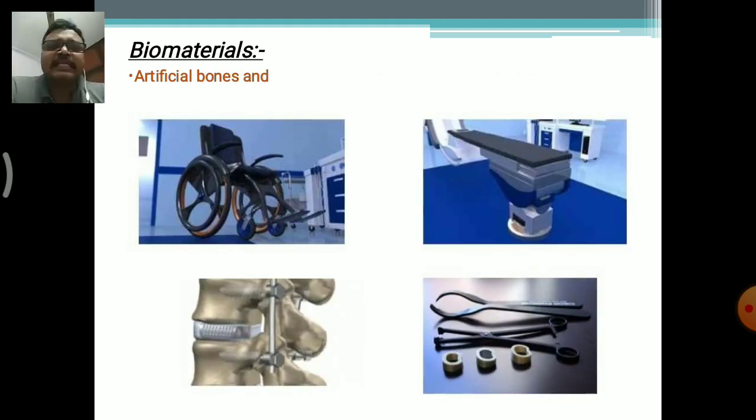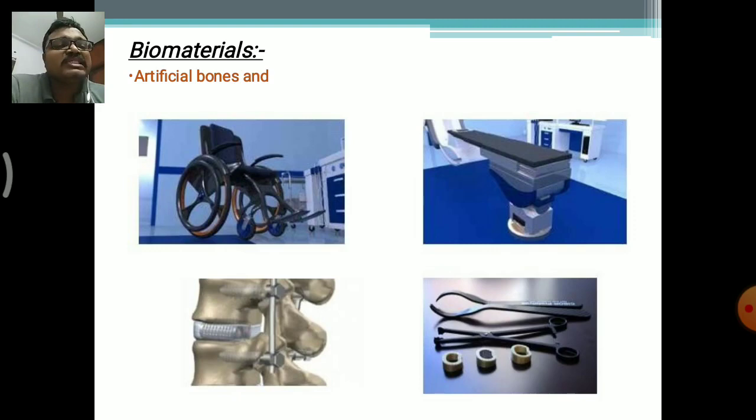Next one is biomaterials. In the biomedical field, the first one is the wheelchair for the handicapped. To reduce the weight of the chair, we use FGMs. When a handicapped person sits in the chair and rotates the wheel, they want it to feel like a lightweight model, so we are using FGMs only.